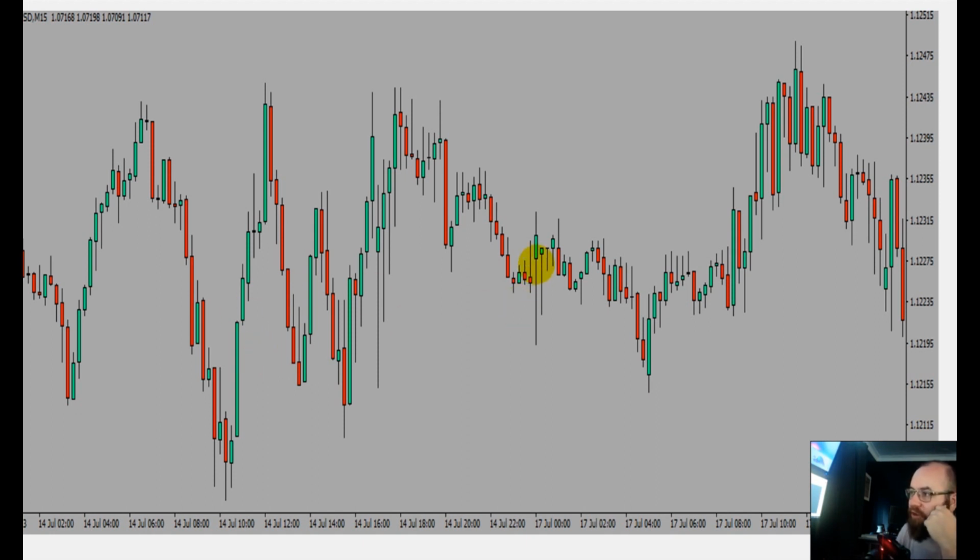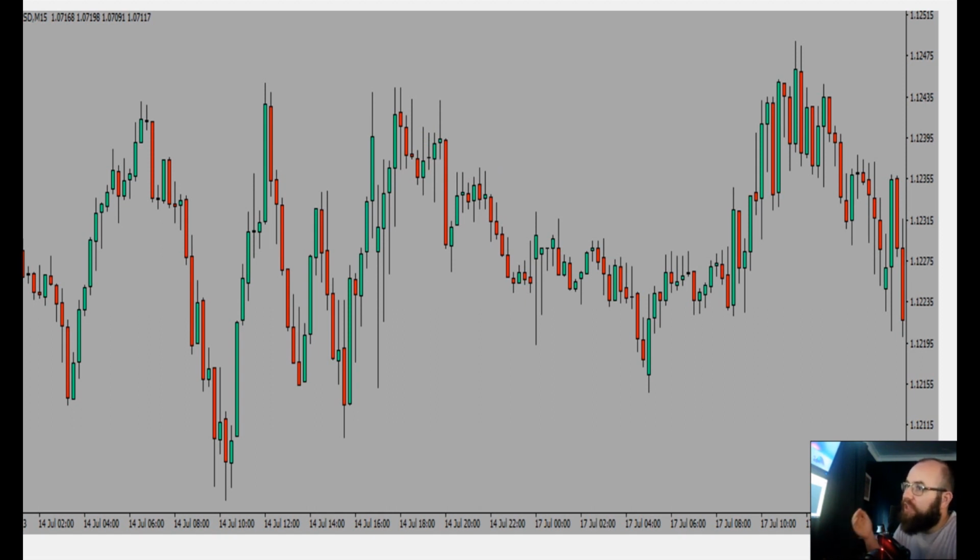Now, when do these candles open and when do they close? That's determined by the time frame. This is actually a 15-minute chart of Euro US dollar. That means every 15 minutes a candle will close and a new one will open.